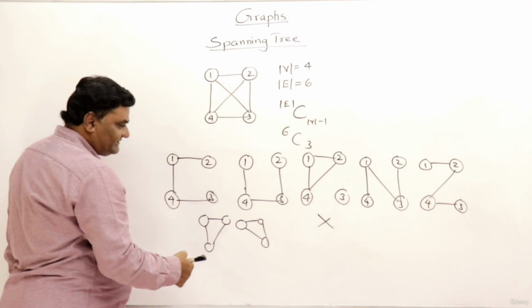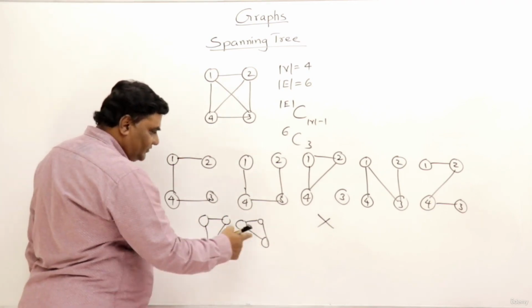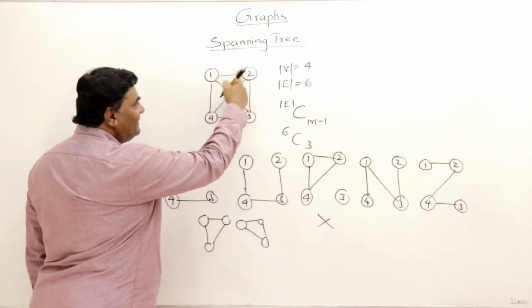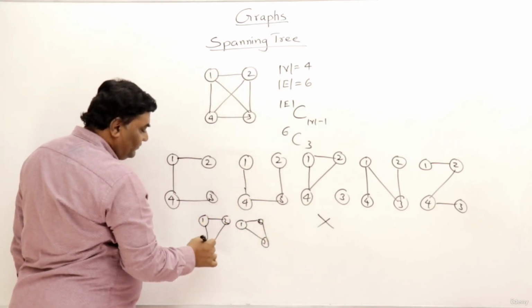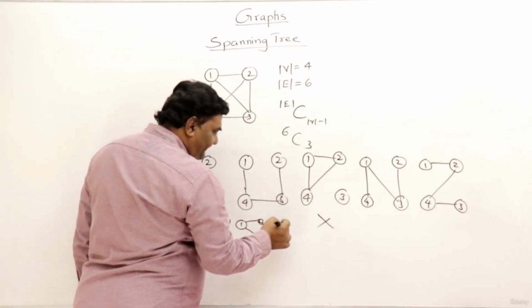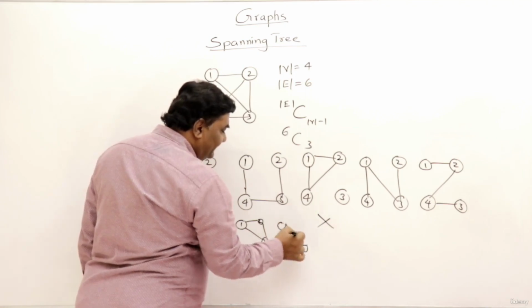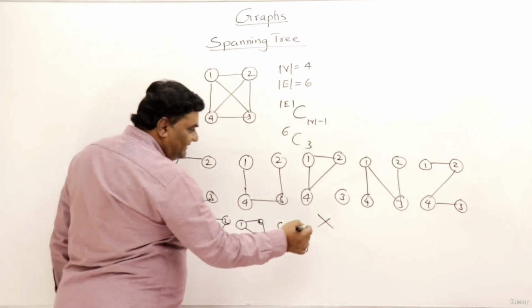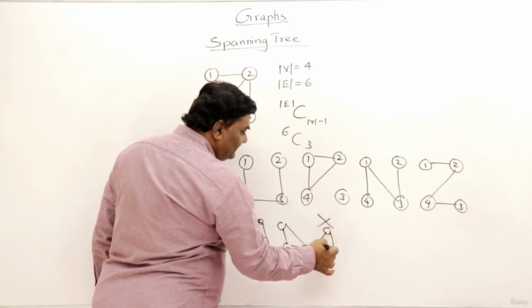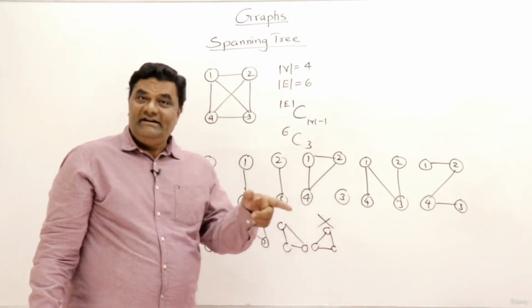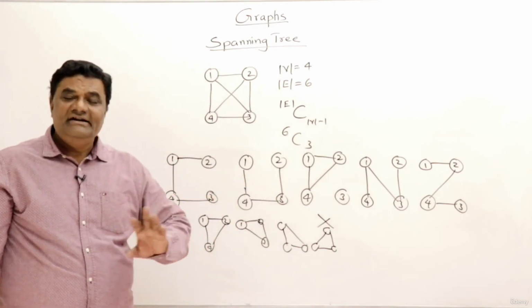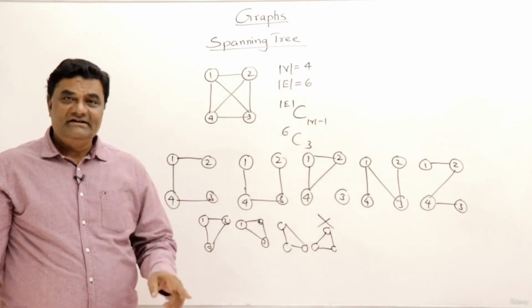This is also edges, but it's forming a cycle. 2 cycles from this one. If I take this 1, 2 and 3. So this is 1, 2 and 3. This is 1, 2 and 4. Then if I take this, this will also form a cycle. Yes. And even this will form a cycle. So 1, 2, 3, 4. 4 cycles are possible. I should not take those set of edges which are forming cycles.